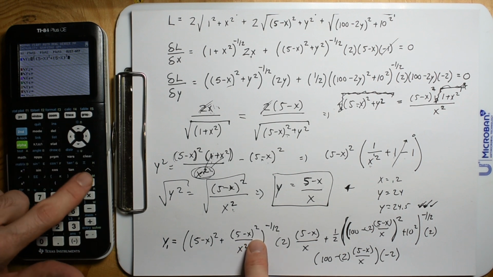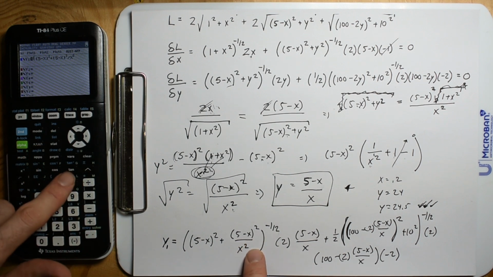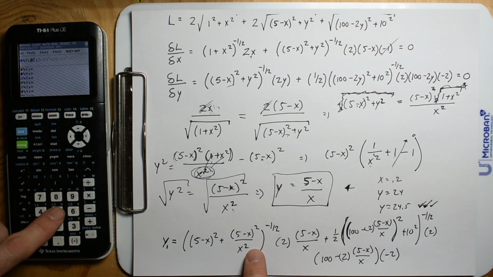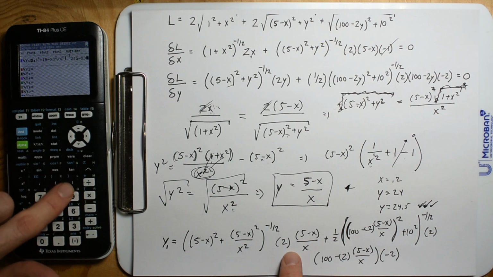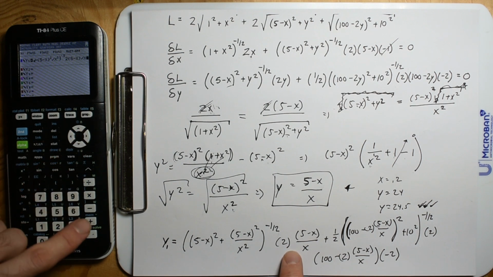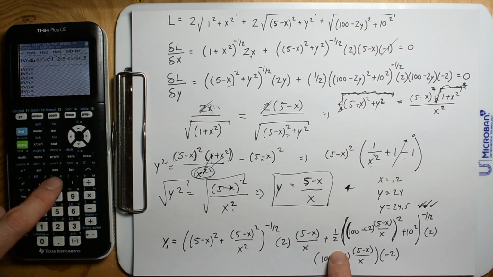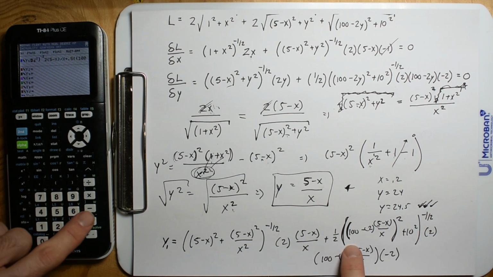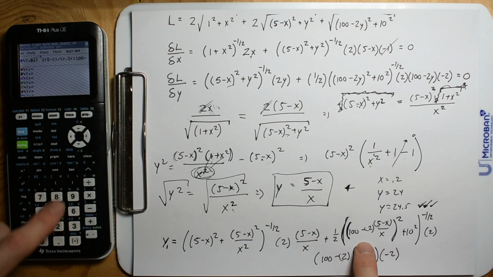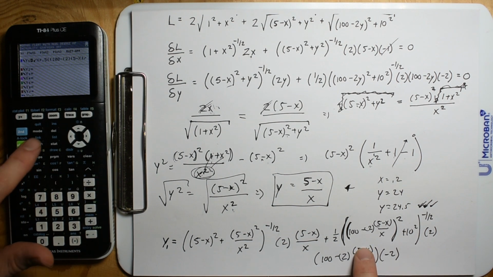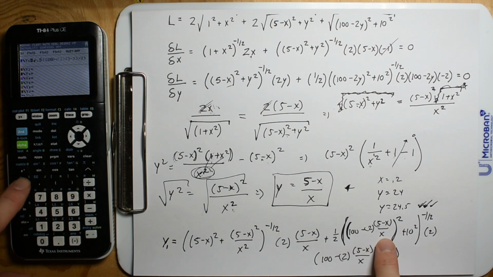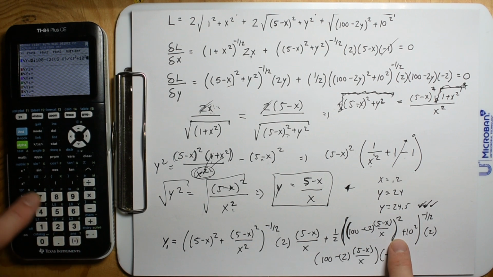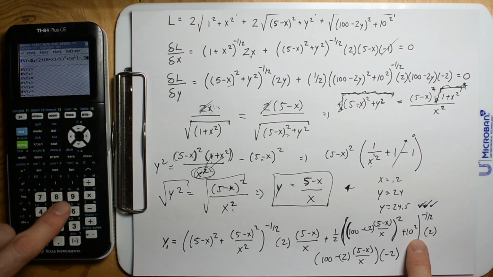5 minus x squared divided by x squared, parentheses to the negative 0.5. We got a 2 of 5 minus x divided by x plus 0.5, couple parentheses, 100 minus 2, 5 minus x divided by x, end parentheses squared plus 10 squared, more parentheses, negative 0.5.